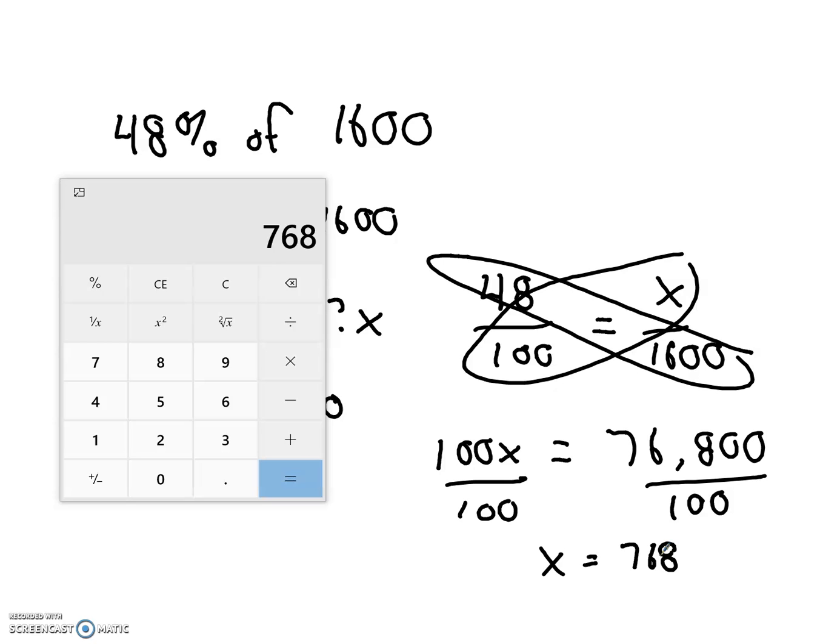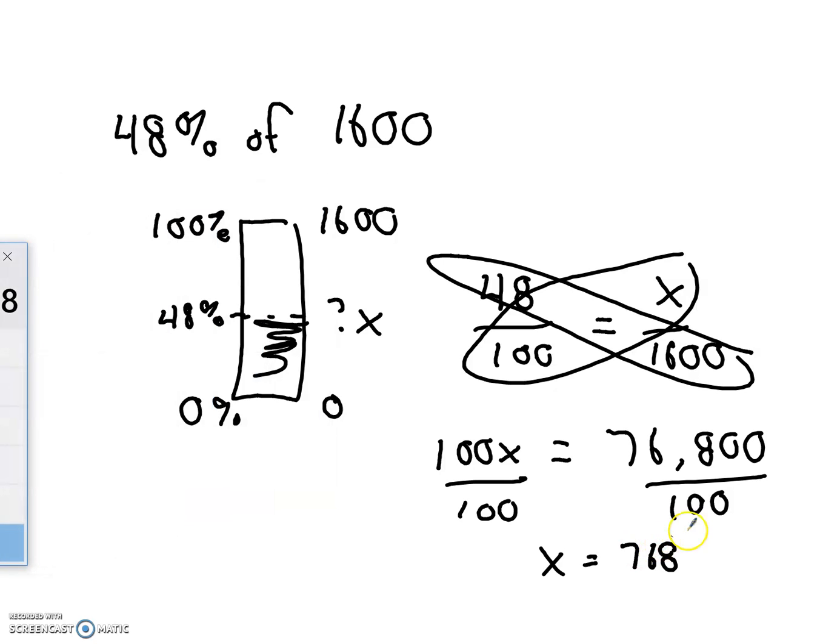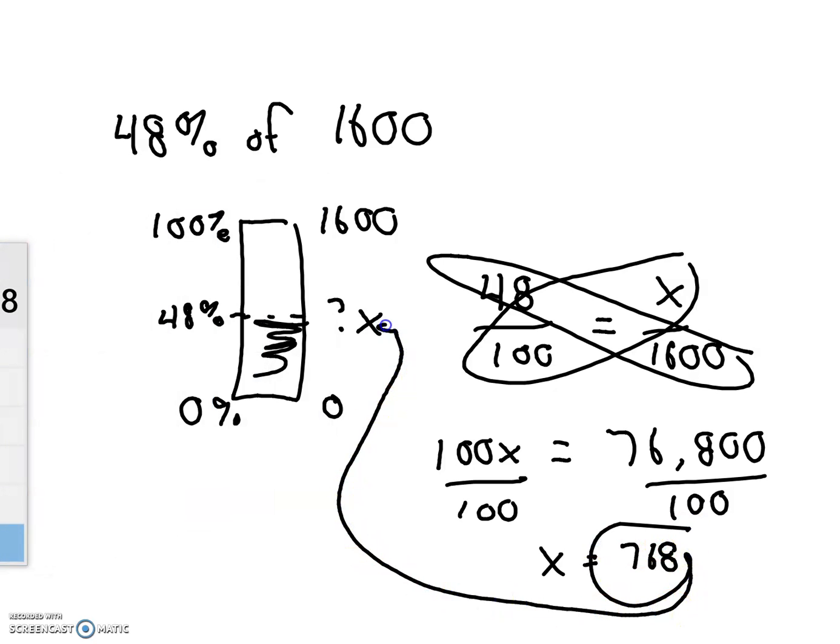We get 768. Well, stop and think. Is that reasonable for that number right there? Well, 48% is just a little bit under half. So my cost of the bicycle ought to be a little bit under half of 1,600, and 768 is a little under half. So that seems pretty fair then.